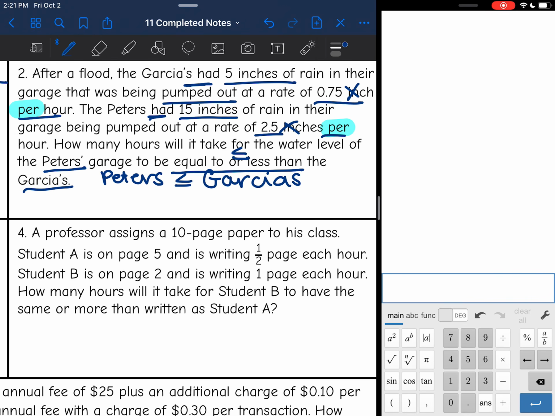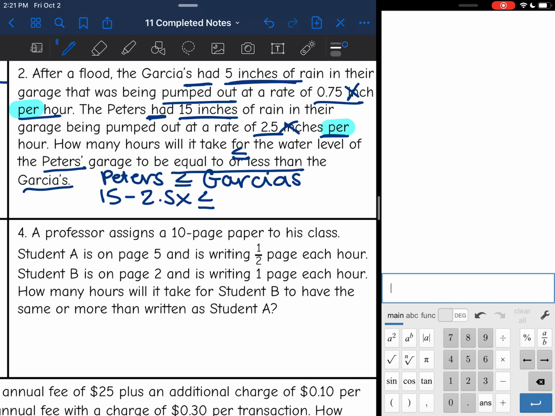If you notice, the question asks for the Peters first, but that was the information that was given second. That's why it's important to write out your words like this so you know what information to go look for. So let's start with the Peters. They had 15 inches and they were pumping out 2.5 inches per hour, so minus 2.5x. And we want to know when they are equal to or less than the Garcias.